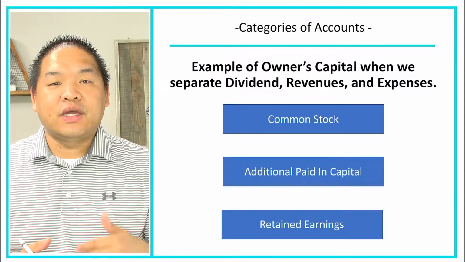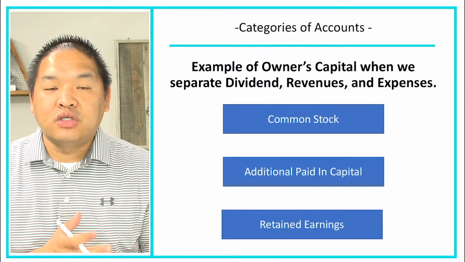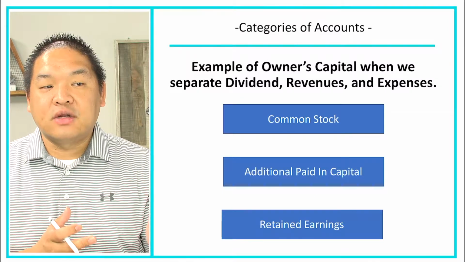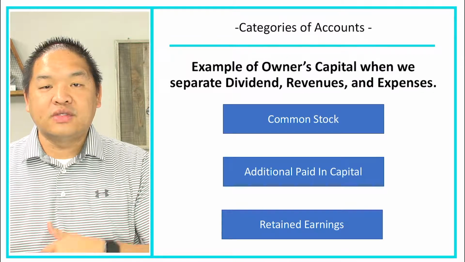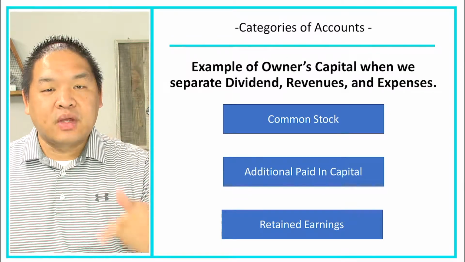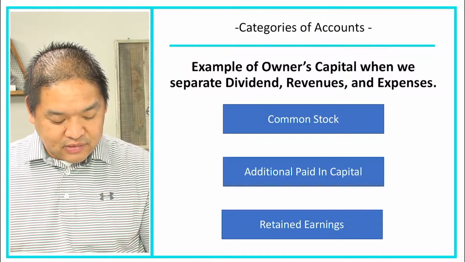Retained earnings is what the company retains. So that $400 that I showed you a minute ago, that is earnings that the company earned but didn't distribute to the shareholders. Instead, the company retained to reinvest in its operations.